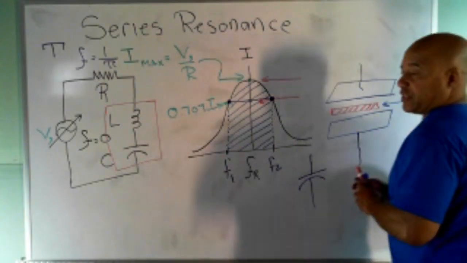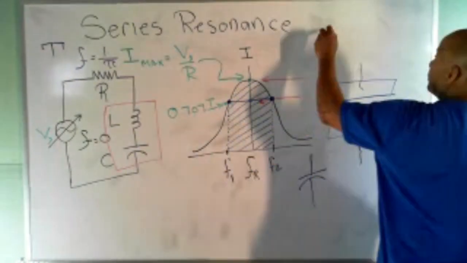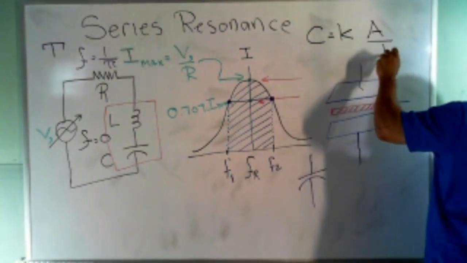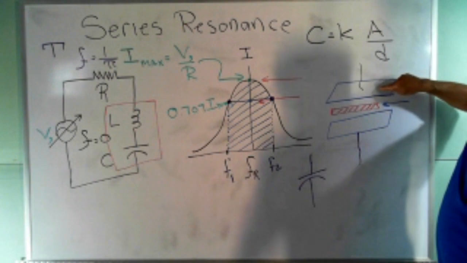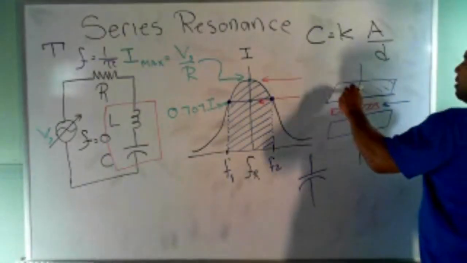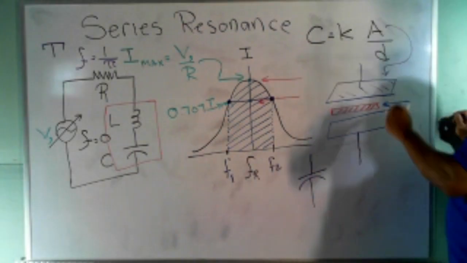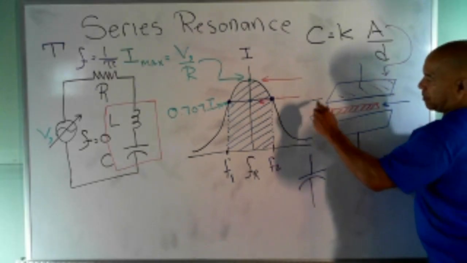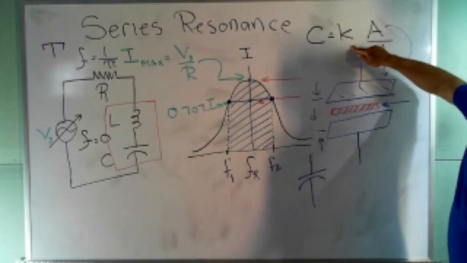C, capacitance, equals K A over D, where A is the area of the plate. Right here, that's A. D is the distance between the plates. And K is the dielectric constant. I'm not even going to talk about K.